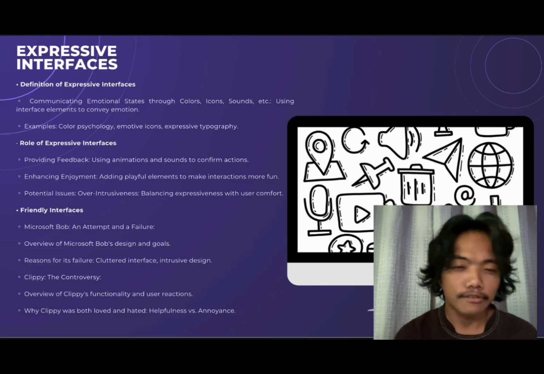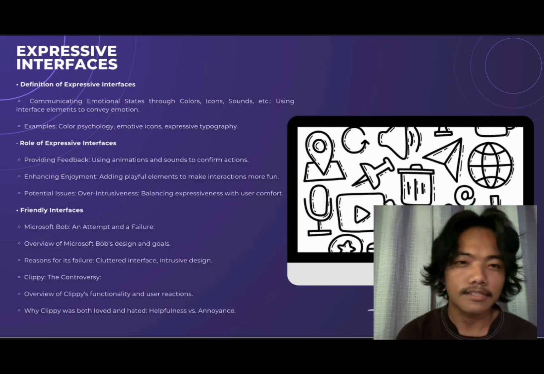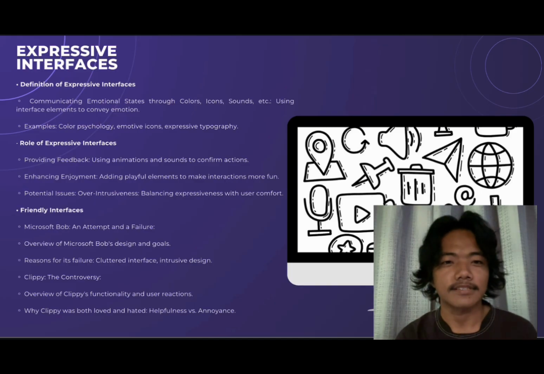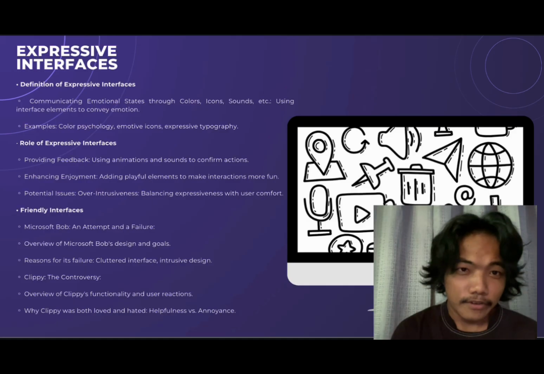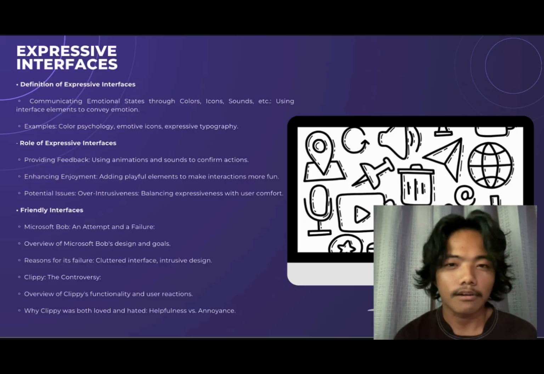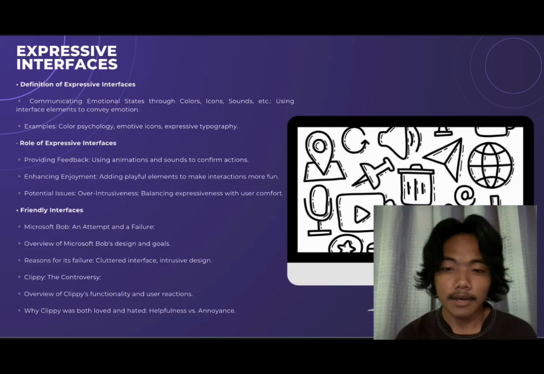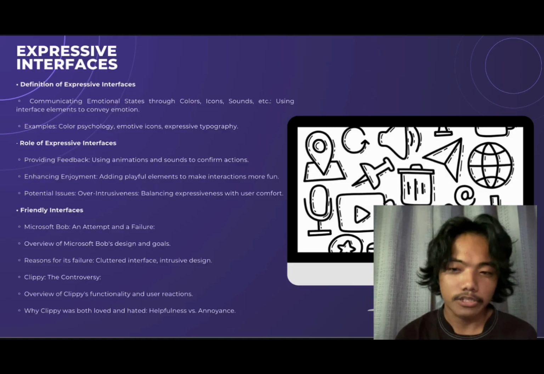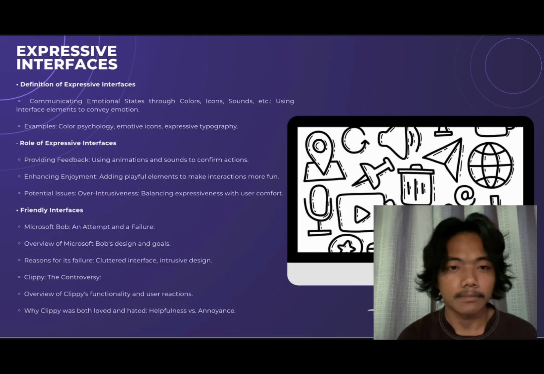So moving on to the next slide, I'll be discussing expressive interfaces. Definition of expressive interfaces: communicating emotional states through colors, icons, sounds, etc. Using interface elements to convey emotion. For example, we can see this in color psychology, where color influences mood, or in emotive icons and expressive typography that help convey tone and intention.